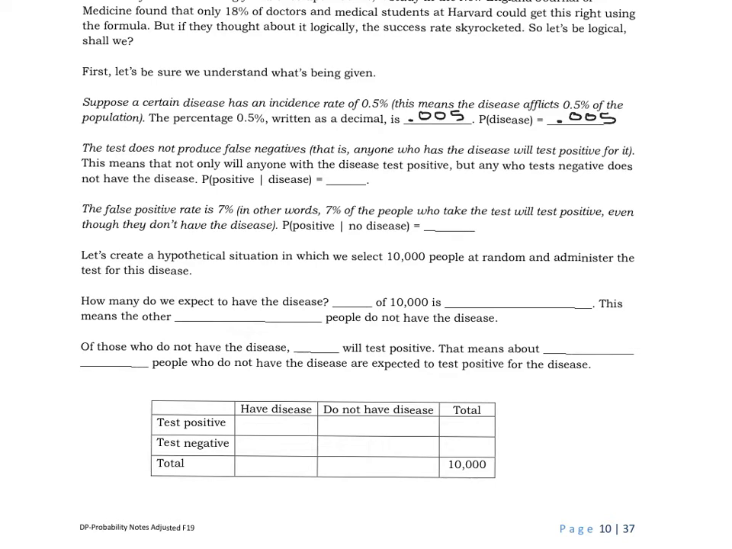The other thing that was said is that this test does not produce false negatives. That is, anyone who has the disease will test positive for it. So that is a certain event. That means that not only will anyone with the disease test positive, but anyone who tests negative does not have the disease. So the probability that they will test positive given they have the disease, that's for certain. So we'll put a 1 there.